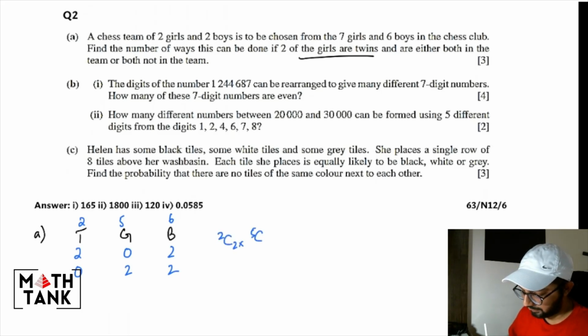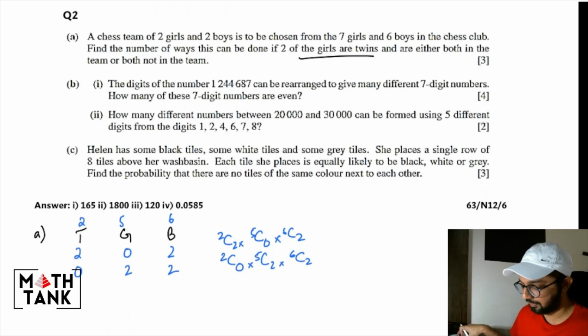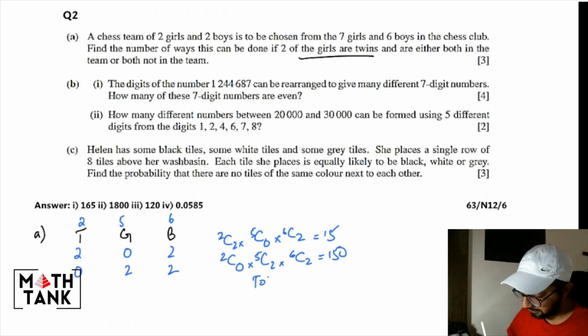2C2, 5C0, 6C2, plus 2C0, 5C2, and 6C2. So let's see, 6C2 gives me 15, and 5C2 into 15 gives me 150. So I get a total of 165.